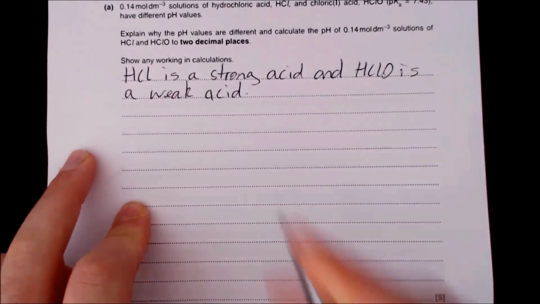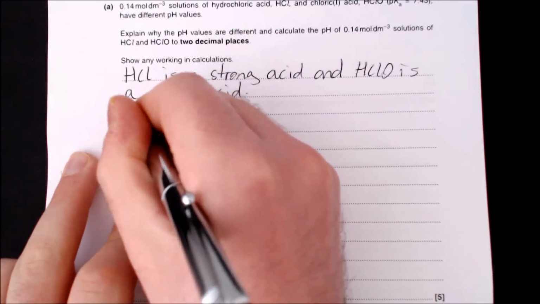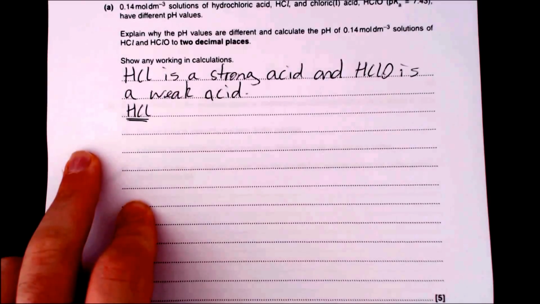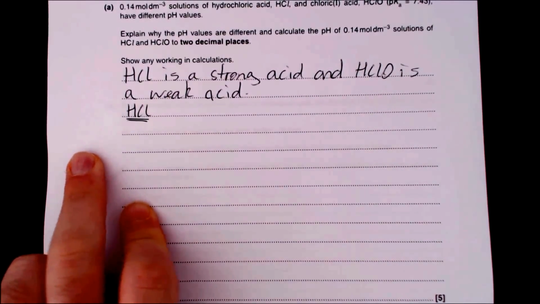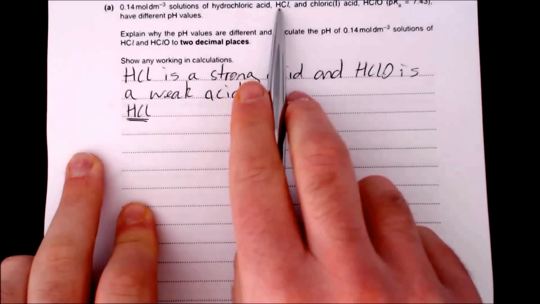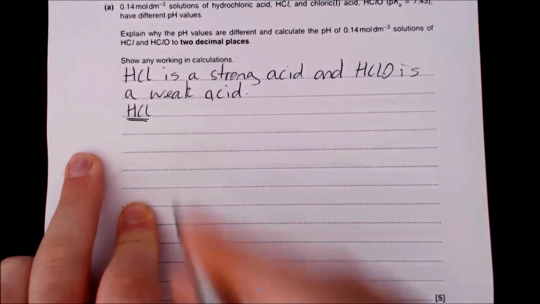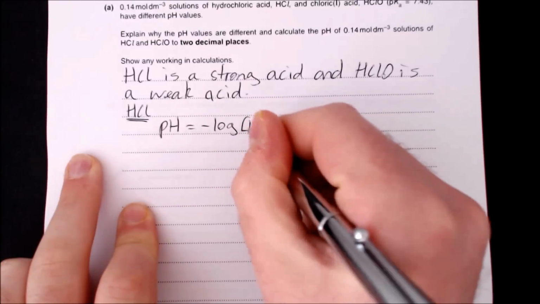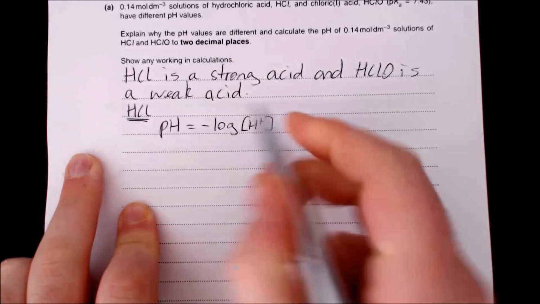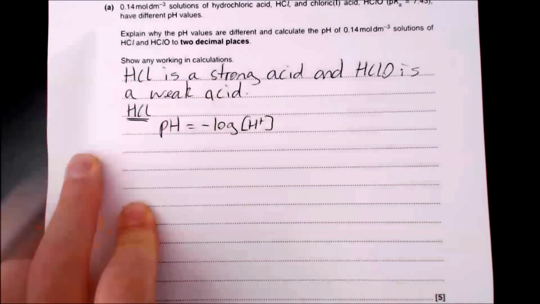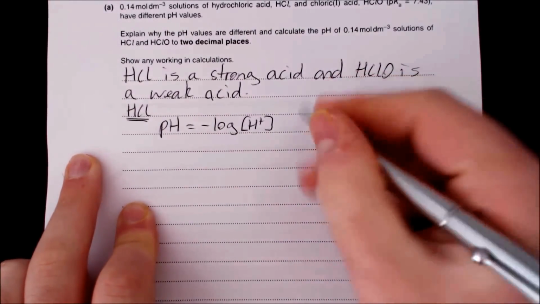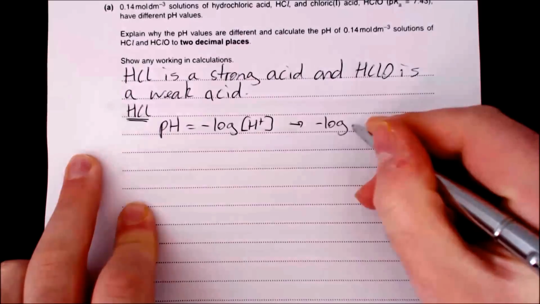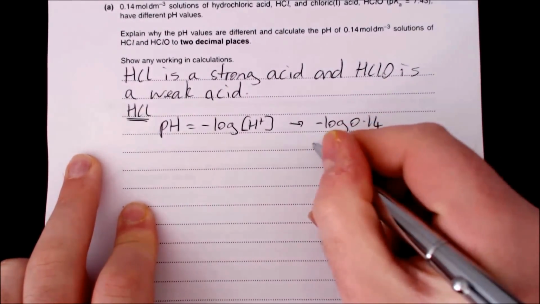And then what we have to do is calculate it. First of all, we're going to calculate the pH of HCl. Because it's a strong acid, we can assume that it fully dissociates, and so the concentration of H plus ions will equal the concentration of the HCl to start off with. That makes the calculation really easy, because all we have to do is go straight in for pH equals minus log of the concentration of H plus ions. This will equal the concentration of the acid, which we've got up here, 0.14 moles per dm cubed. So we put in minus log of 0.14, and we should get our answer.